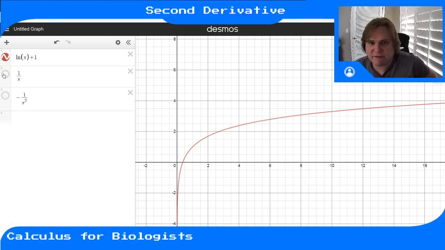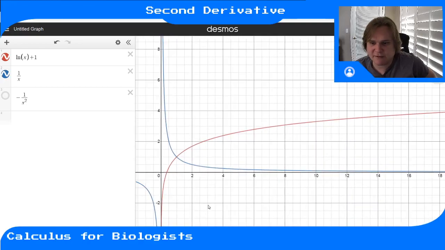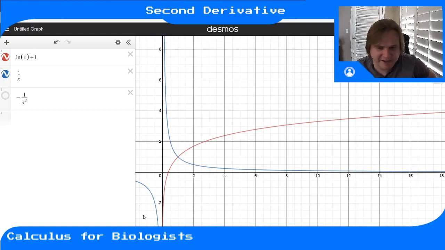So if we look at its derivative, the derivative of natural log of x is 1 over x. Let's just focus on the right-hand side here. Ignore this part down here, because natural log of x isn't defined over here anyway, so the derivative doesn't make sense over here. But on the right side, you can see that the derivative in blue is always positive. So that implies that our function in red is always increasing. However, the derivative is bigger on the left, and it shrinks down to zero on the right. So the derivative itself is decreasing.